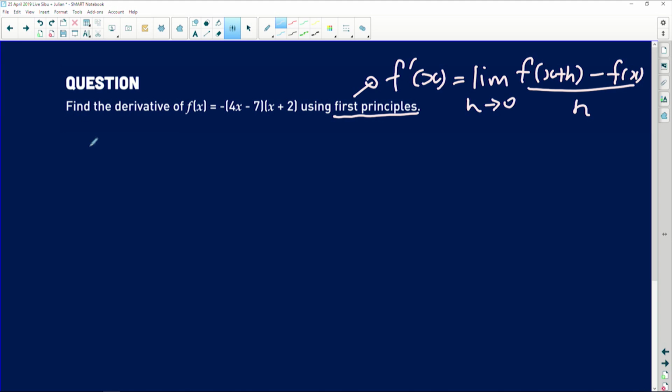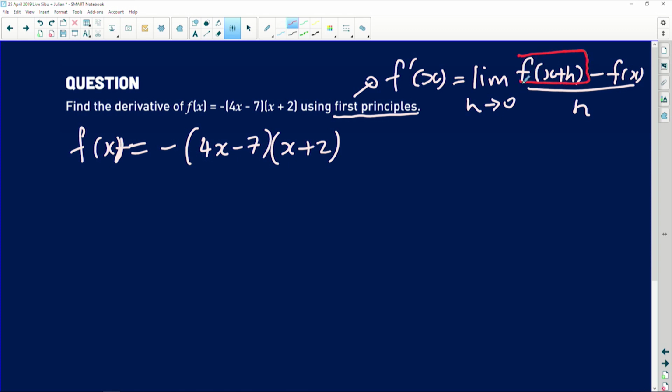I was given f of x. So I'm going to first of all say f of x, before we go to f of x plus h, equals negative, open bracket, 4x minus 7, close bracket, into x plus 2. So for our formula, we need to have f of x plus h. And this basically simply means wherever we see x, we are going to substitute it with x plus h. So let's try and work out what the value of this is going to be.